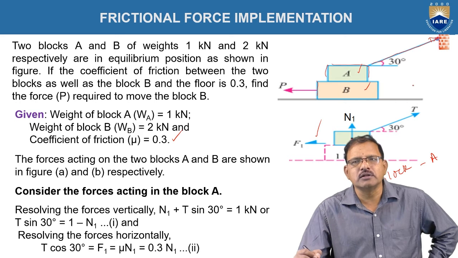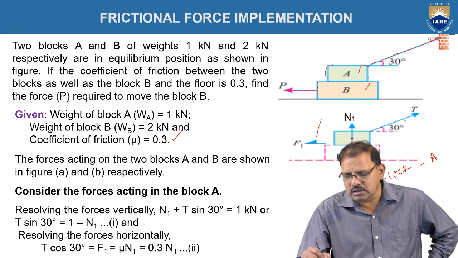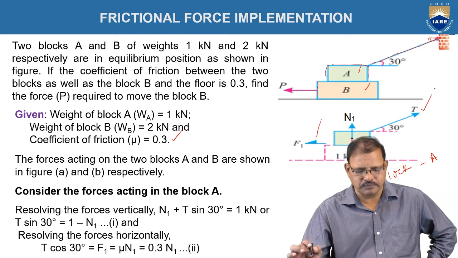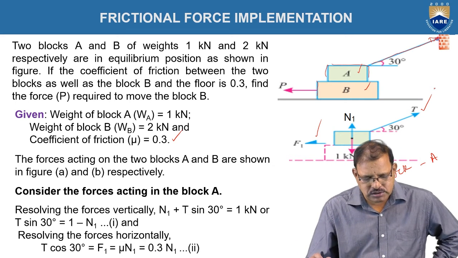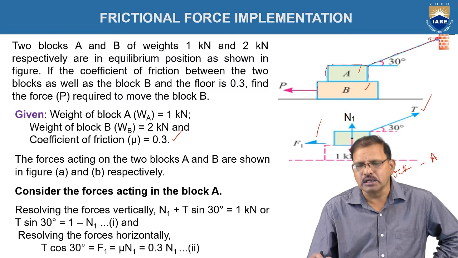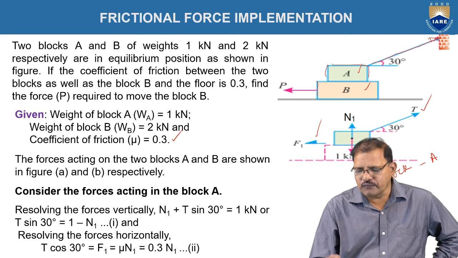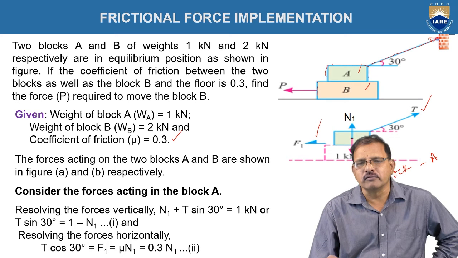And the tension within the rope always acts in the opposite direction with respect to the object which is considered here. That is T, making an angle of 30 degrees as shown in the figure. Now resolve the forces vertically. The vertical forces are N1 in the upward direction and 1 kilonewton weight in the downward direction.